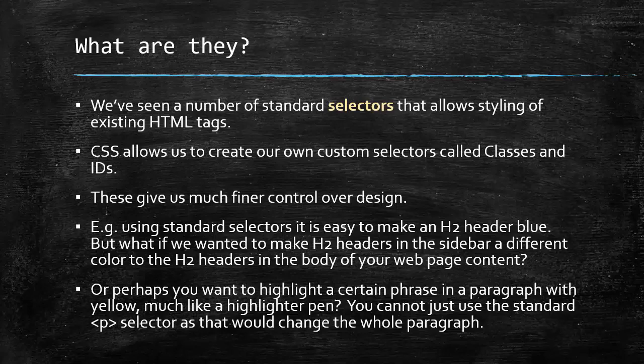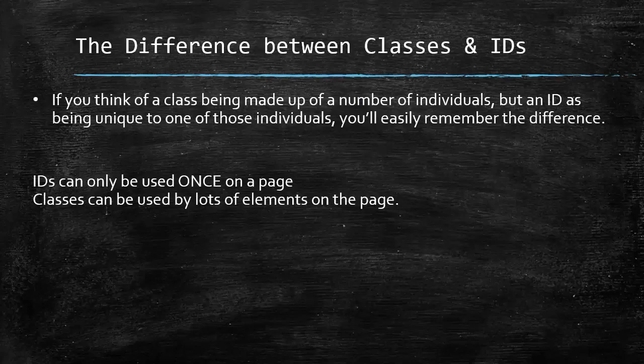So the first thing we need to do is really understand the difference between them, and then we can look at some examples of how to use them. The difference between classes and IDs is something that a lot of people get confused about, but the easiest way to remember it is if you think of a class being made up of a number of individuals, but an ID as being unique to one of those individuals, then you'll remember the difference. IDs can only be used once on a page, and they tend to represent the major design elements of a page. Classes can be used by lots of elements on the page. So IDs are unique, classes are not.